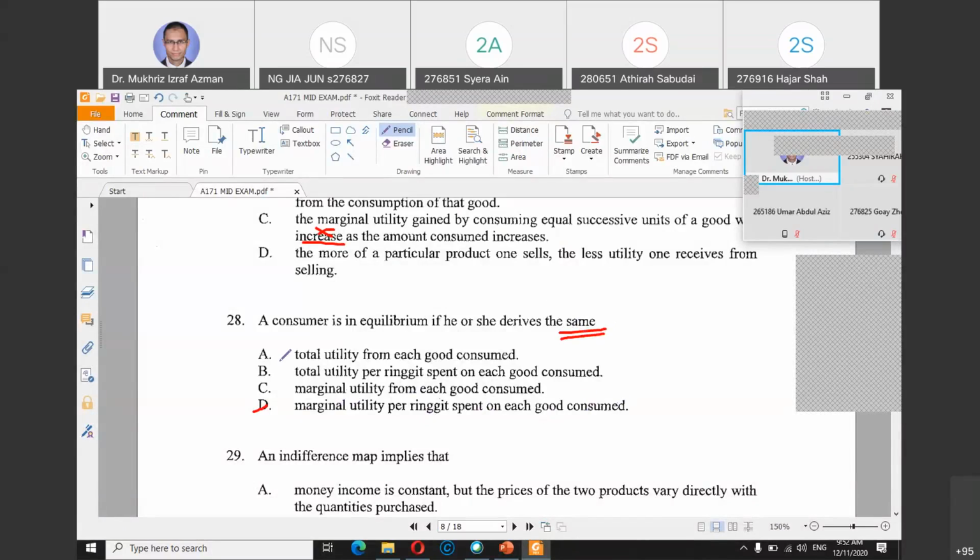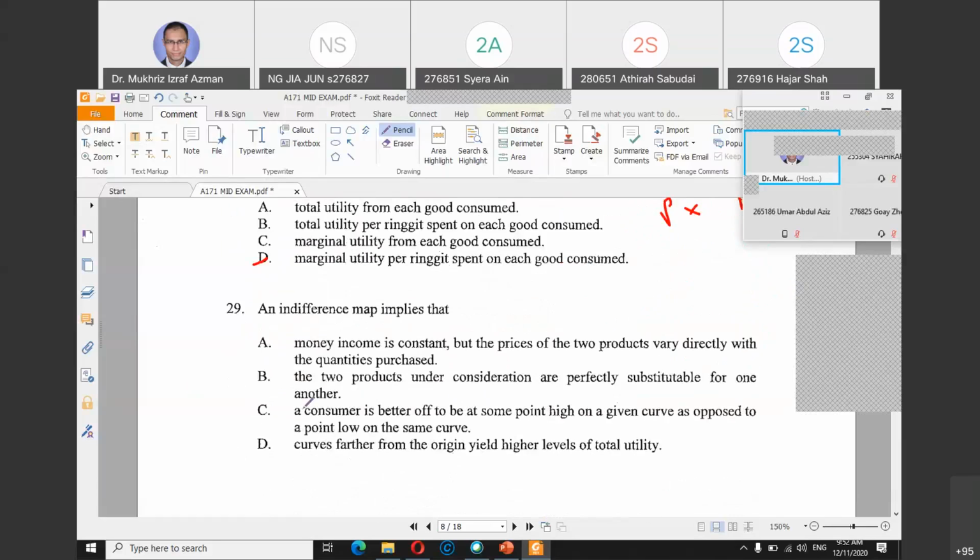So it's not about total utility, because equilibrium is when MUX over the price of X equals MUY over PY, just like what we discussed just now. So it should be D. Question 29. Let's be quick now because it's already 9:52.